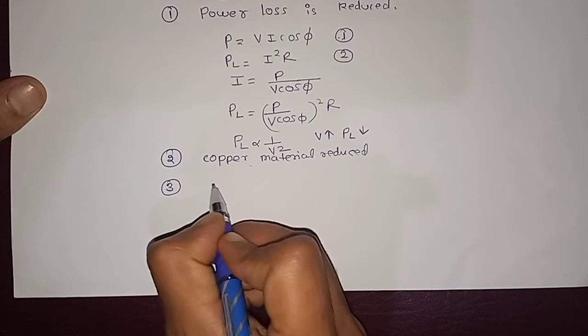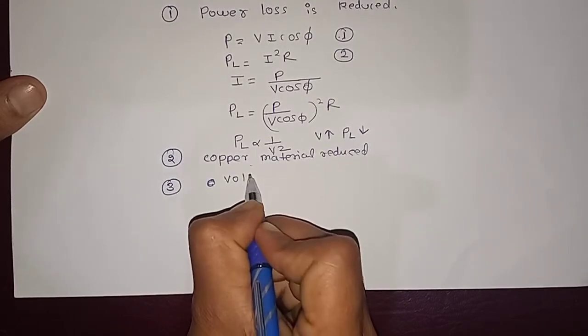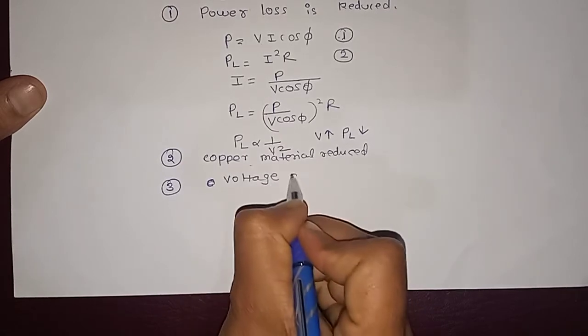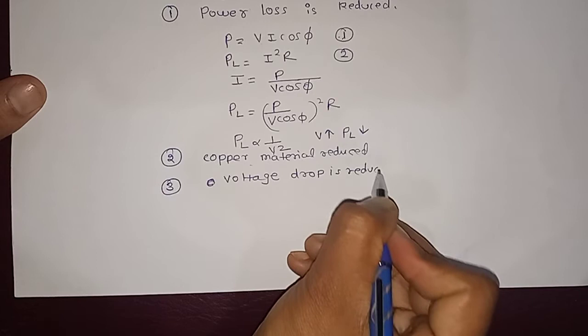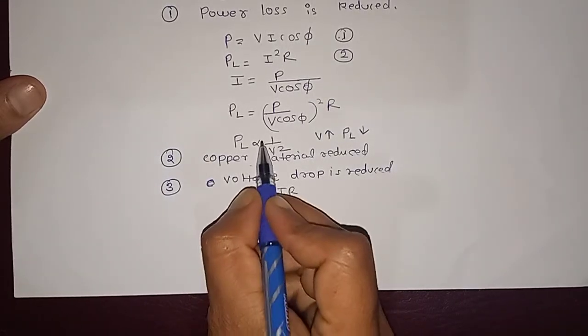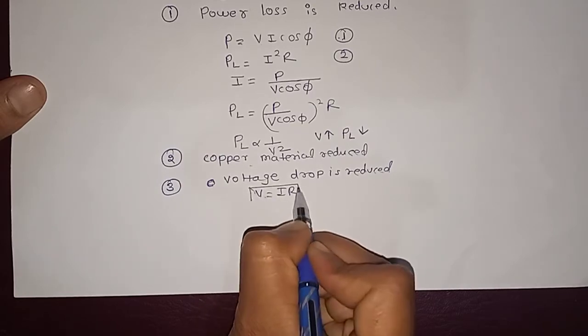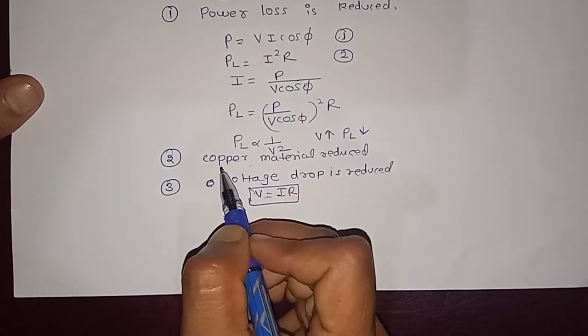The third advantage is that voltage drop is reduced. As you know, voltage drop V is equal to IR. So as the current is reduced, the drop is also reduced. So these are some advantages of high voltage transmission.